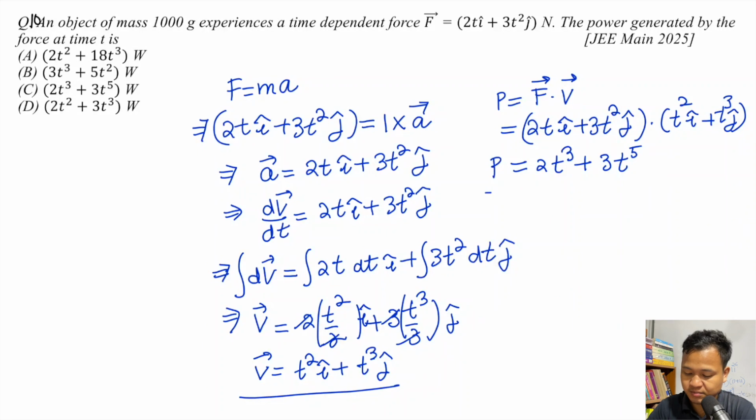So this is the power. Is that option number C? So 2t cube plus 3t power 5.